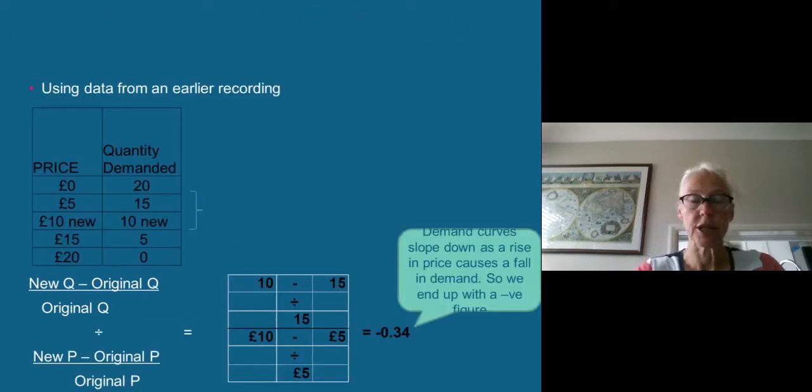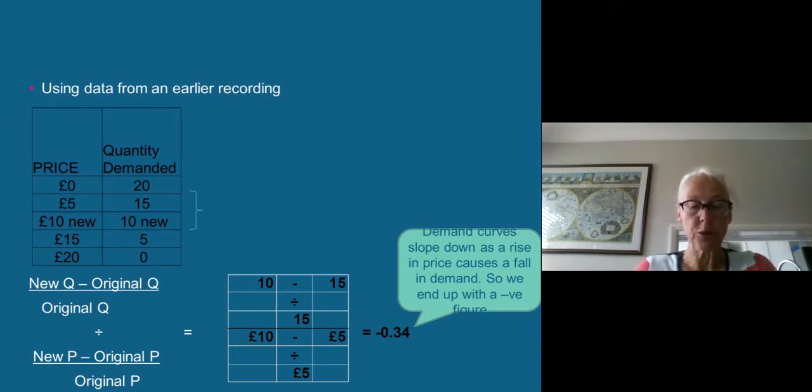So if we put this into practice, I've got some data here that was used in an earlier recording from a demand schedule. So in the table here, we've got the price and we've got the quantity demanded. And, as we see, as the price goes up, the quantity demanded goes down. And we're going to look at what's happening here in this change in demand. Okay, so we're going to put this equation into practice.